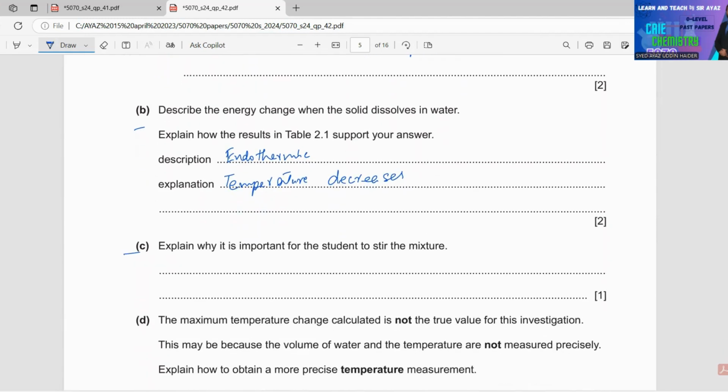C. Explain why it is important for the student to stir the mixtures so that there will be even distribution of temperature when all solid dissolves. So you write: ensuring even temperature.